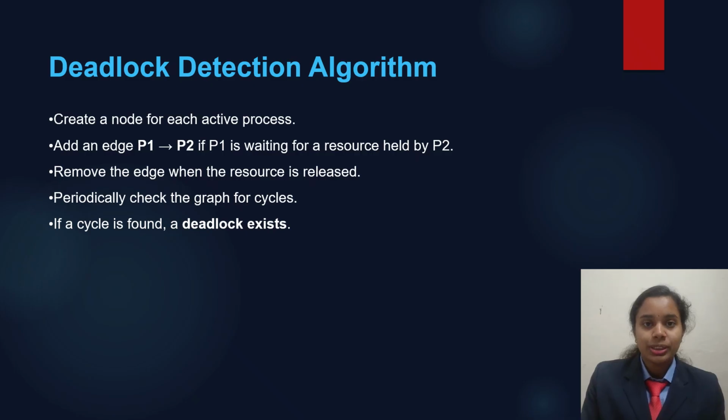Deadlock detection algorithm. Create a node for each active process. Add an edge from P1 directed to P2 if P1 is waiting for a resource that is held by P2. Remove the edge when the resource is released. Periodically check the graph for cycles. If a cycle is found, then a deadlock exists.